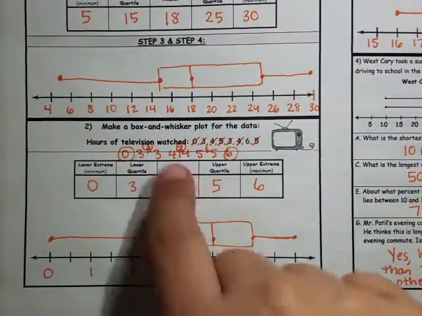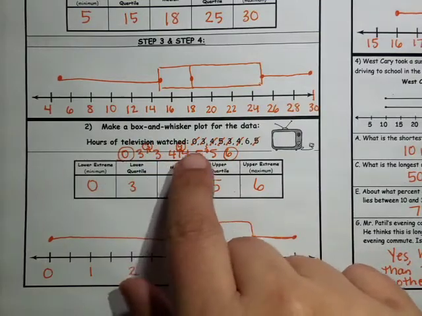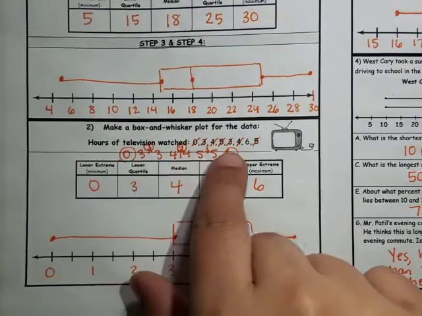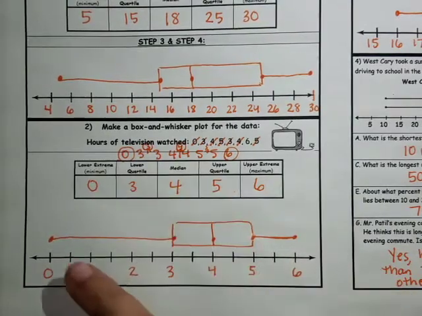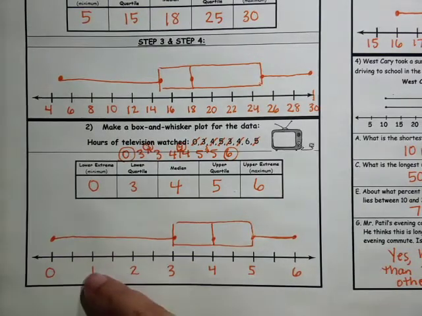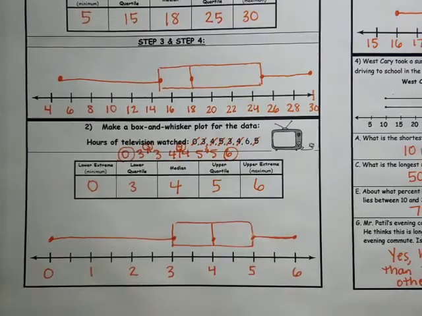All right, number 2, it's the hours of television watched. So I put my numbers again in order. I found my 5-number summary to be 0, 3, 4, 5, and 6. And then this is how my box plot looked. I went ahead and spread out my numbers instead of putting them side by side. I skip counted every other one and counted by ones. And so that's why mine looks a little more spread out.